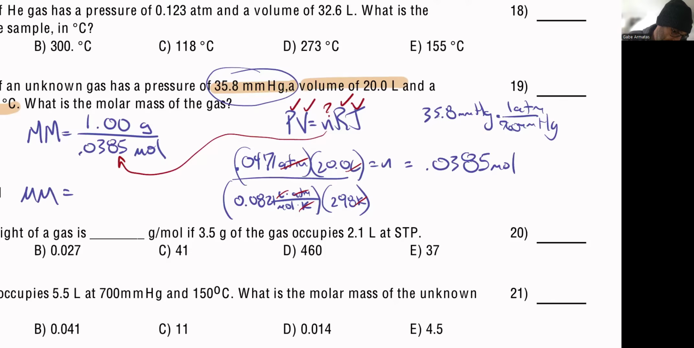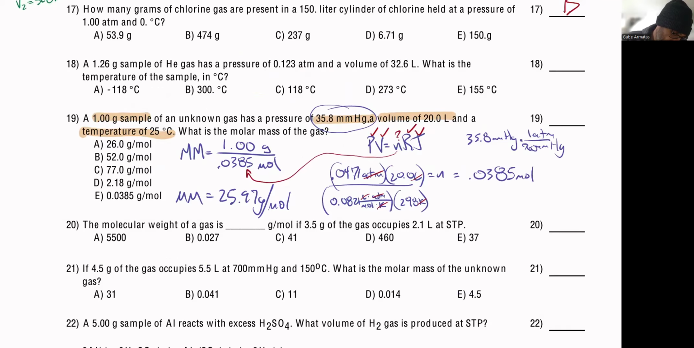And my molar mass, 1 divided by 0.0385 gives me 25.97 grams per mole. So 26. So we'll call that A.